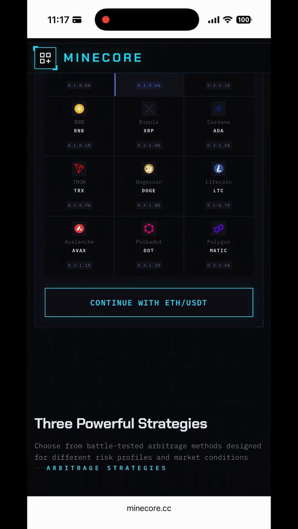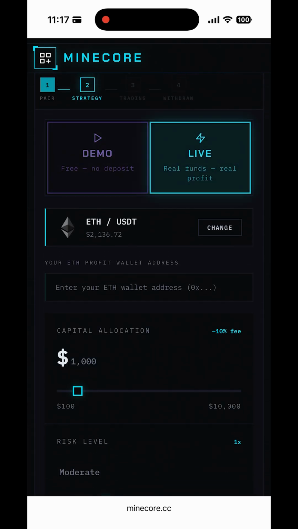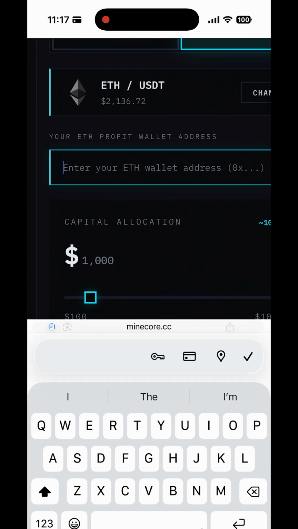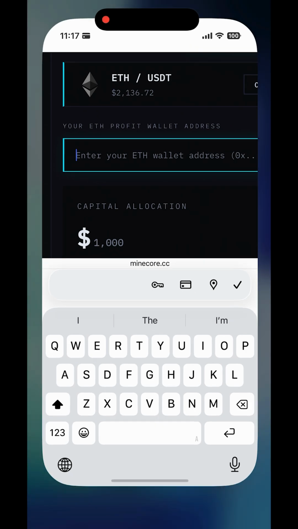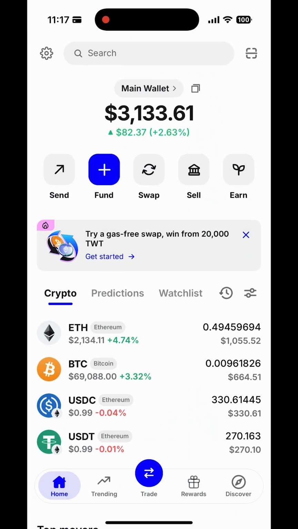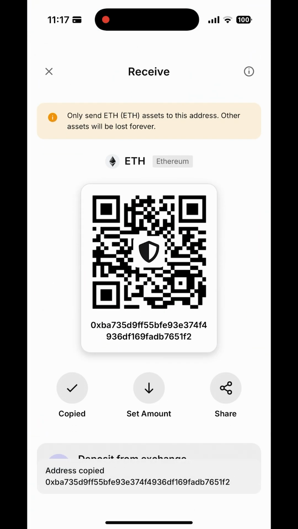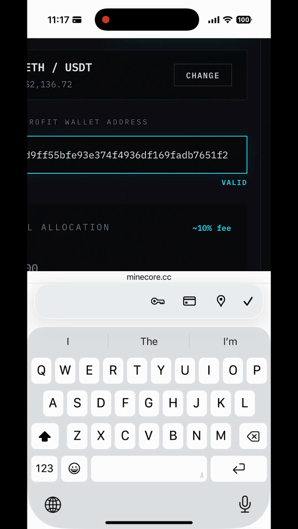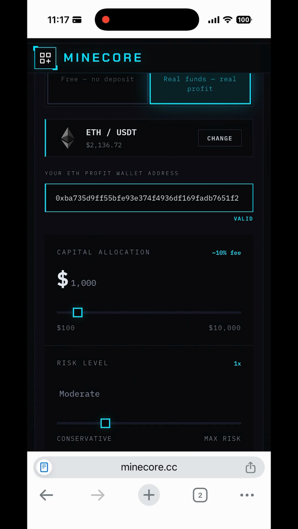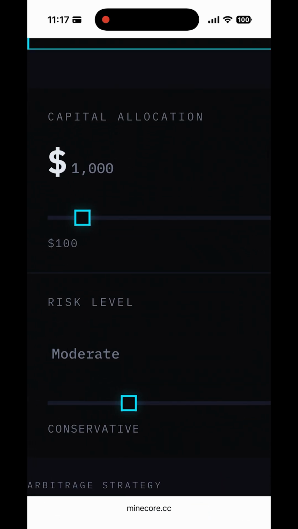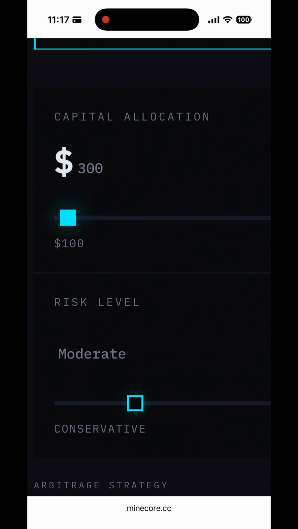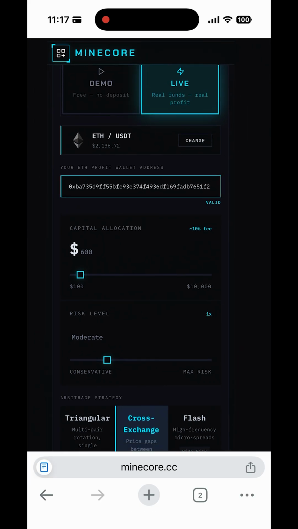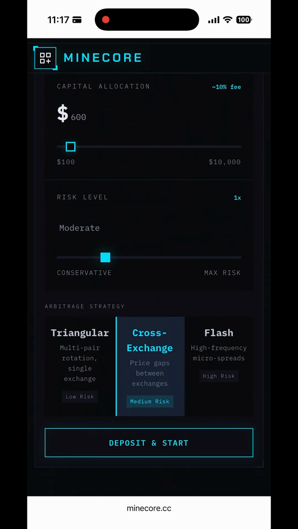Okay, so then I'm hitting live mode right here, and now this field comes up asking for my ETH address. So I'm going to jump into my wallet. Okay, copying it, coming back over here to the platform now, and I'm just pasting it right into this field here. All right, good. So now capital allocation. Now I need to set how much capital I'm actually putting to work here. And I'm going with, yes, that number right there. Okay, and then risk level comes right after that.